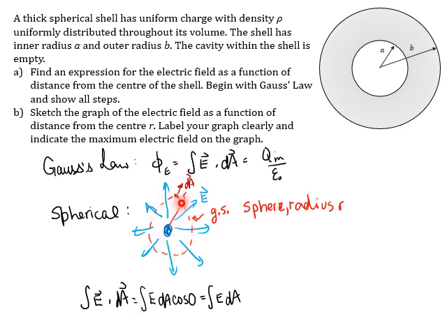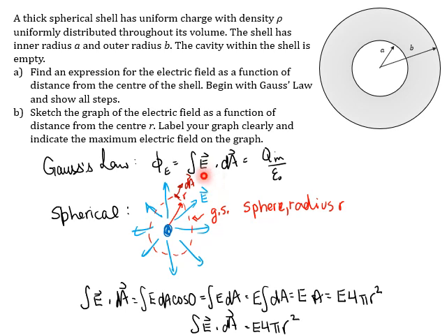Because of our spherical symmetry, our electric field is constant everywhere we're the same distance from the center. So everywhere on this surface, the electric field has the same magnitude. E comes out front of the integral, so we've got E times the integral of dA. The integral of dA is the area, A, which is 4 pi r squared, the area of a sphere. So the integral of E dot dA with spherical symmetry is equal to E times 4 pi r squared. Don't forget the squared. Now we've dealt with the integral part.